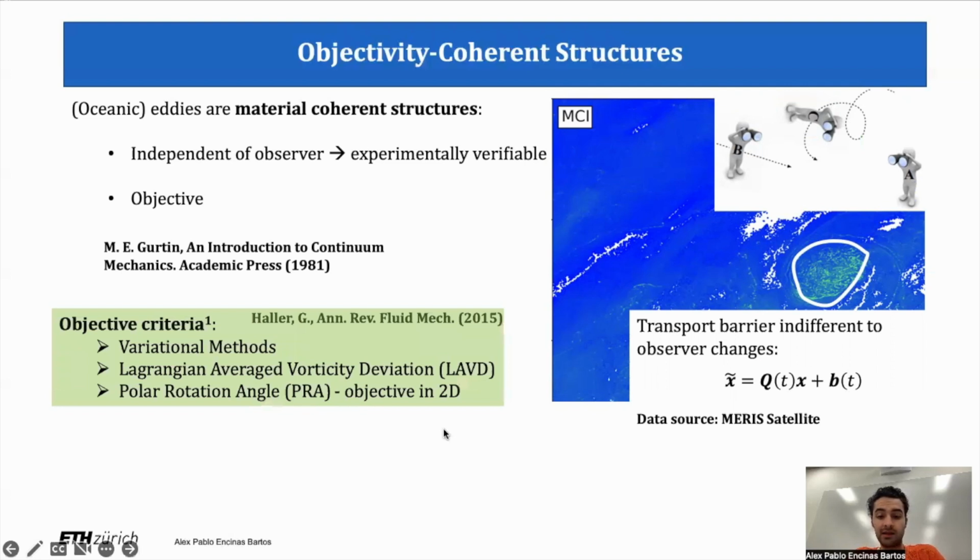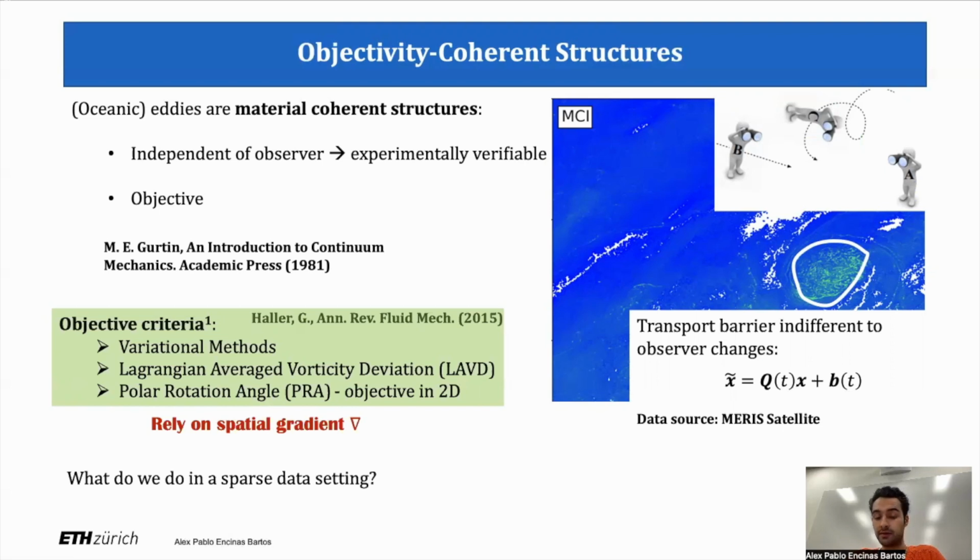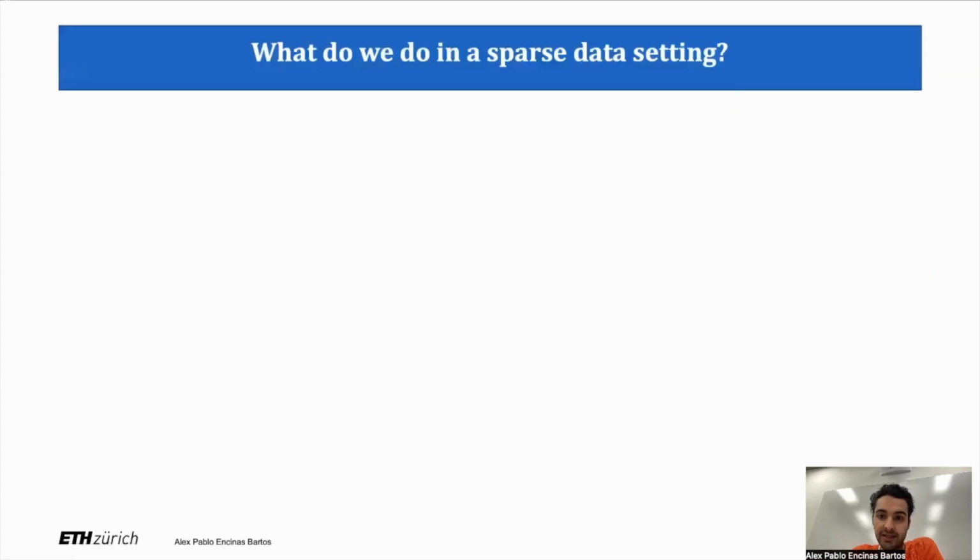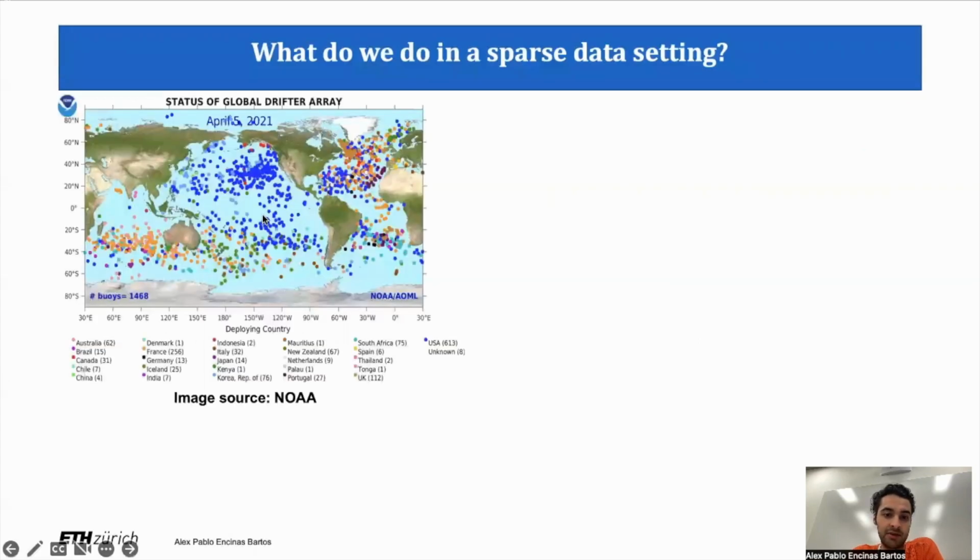Now, in the last 10 to 20 years, several objective criteria have been put forward. However, most of these criteria rely on the computation of spatial gradients. So the big question now is, what do we do in a sparse data setting? Well, we cannot afford to compute spatial gradients simply because the data points we have, or the trajectories we have, are too far apart.